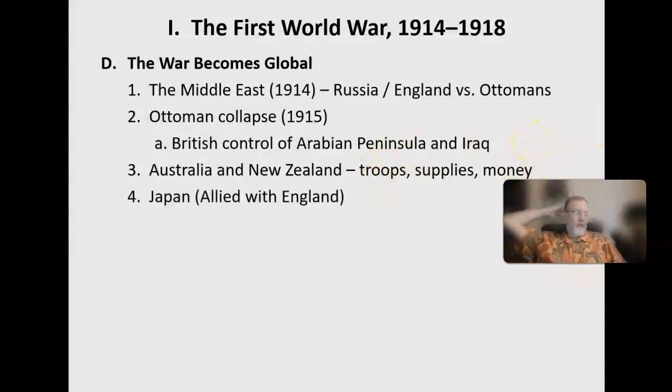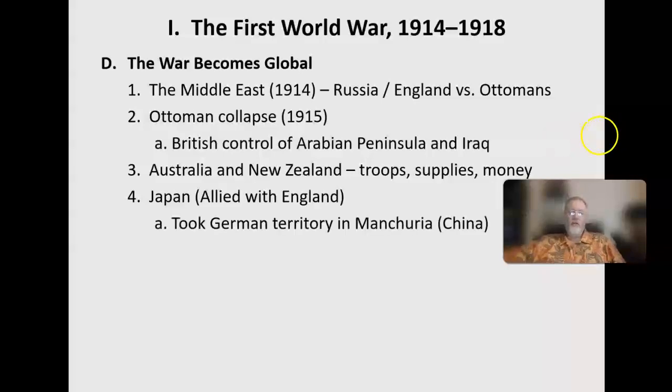Japan gets involved. Japan allies itself with England. Japan actually uses this as an opportunity to seize territory in the Pacific. There's German territory in Manchuria, which is northeastern China. Basically, it's that region where China meets Russia, that northeastern region between China and Russia, Manchuria. There's German-held territory up there. The Germans actually had that territory for mines and oil. They lost that to the Japanese.